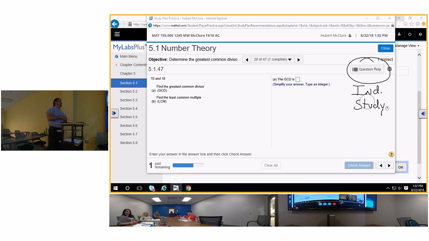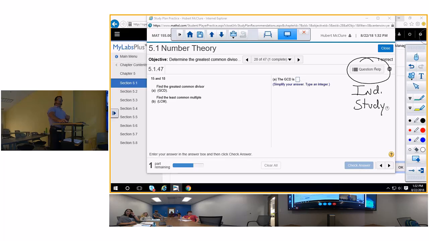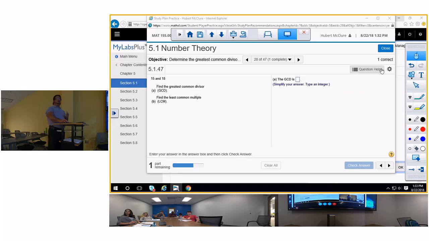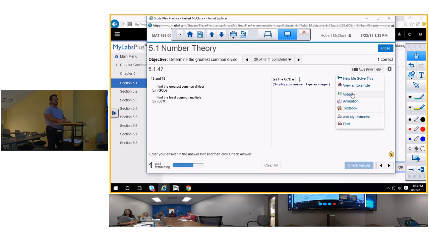But what happened was it caught on in the classroom also, and students started using this part right here to get help with their homework. I don't know why this is not working, I'm supposed to be able to hit this. I'll just have to point at it. These right here, the Help Me Solve This, the View an Example, the video, the animation, and the textbook, those were used by students in the classroom for help on the homework.